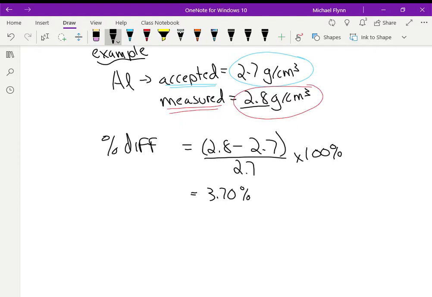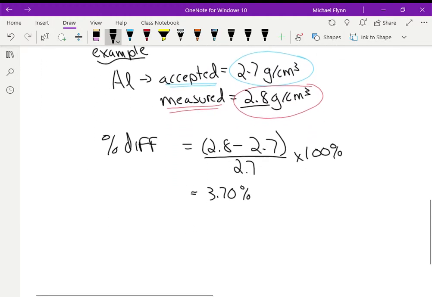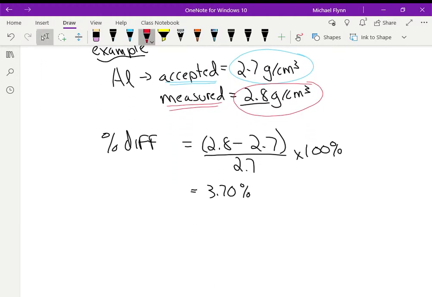Okay, and what we did is we just subtracted the two numbers. So we use the formula that's above here, the formula in the box at the top. You take your measured value, which is the red number here, subtract the accepted value for the density of aluminum, and divide by that accepted value. Make sure you do the subtraction first, then the division, then multiply by 100%.